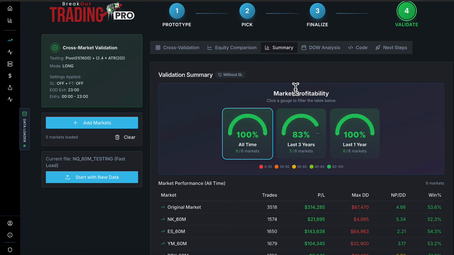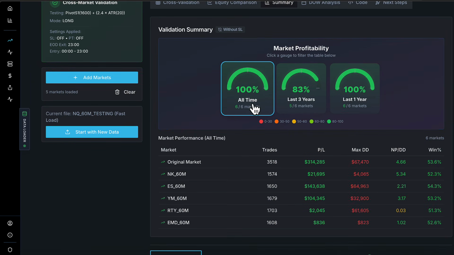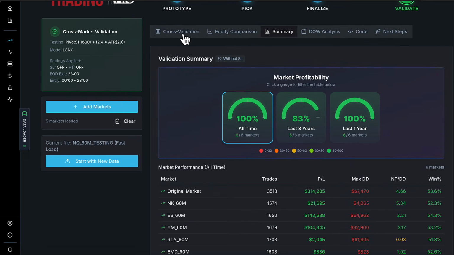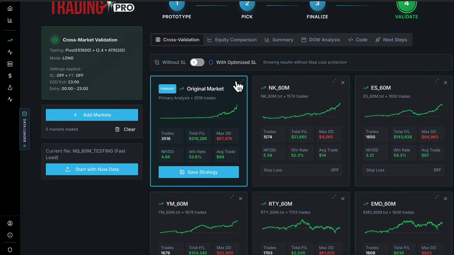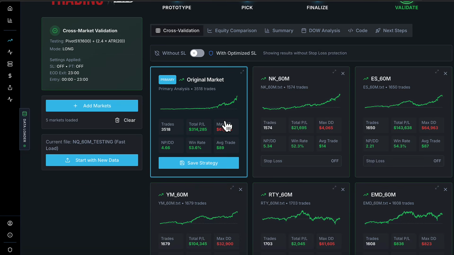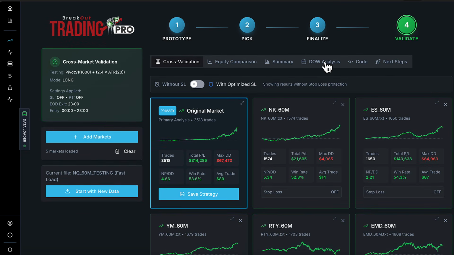I mean, we cross-validated positively on 6 out of 6 markets all the time, 5 out of 6 in the last 3 years, and 6 out of 6 in the last 1 year. That's actually very good. So I think this is a very powerful foundational model. I think pivot points are actually fantastic initial points, or points of initiation, in breakout trading.